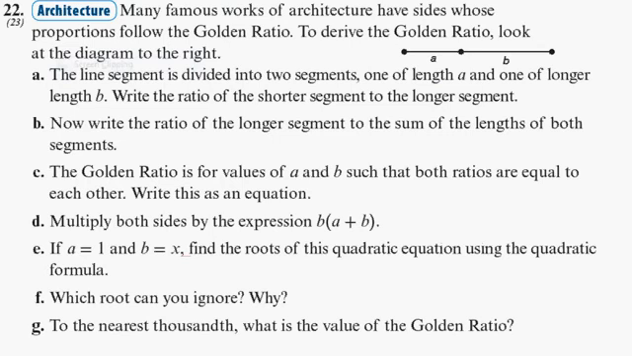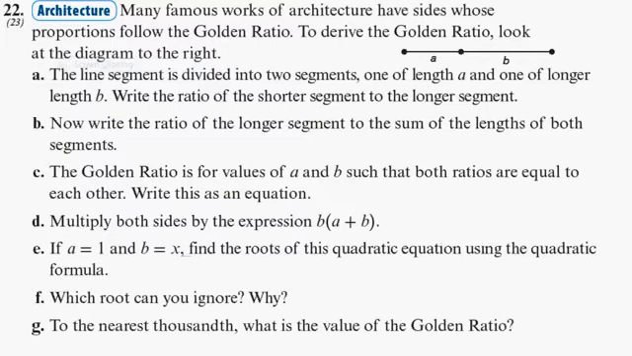I like the way that they've broken this problem up into multiple steps so that if you answer each one completely, you'll get to the end without feeling overwhelmed. So essentially what we're doing here is deriving the golden ratio, but we're going to do it step by step and it's not going to be that complicated.